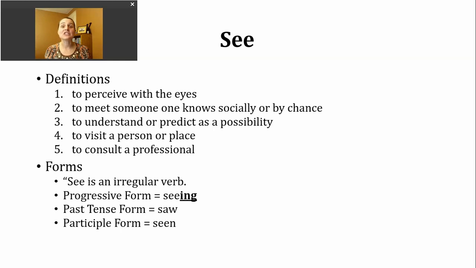A fifth way to use the verb "see" is to mean to consult a professional. You might hear people say you should see a doctor, right? There's some sort of symptom or something you're experiencing and that you need to talk to a professional. Right? But you can see a lawyer, you can see a dentist, you could see a therapist, etc., etc. So all of those are examples of professionals.